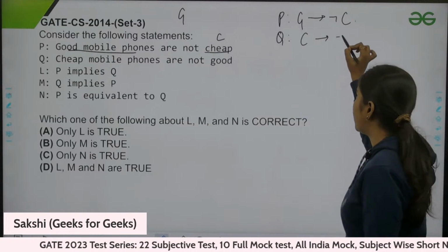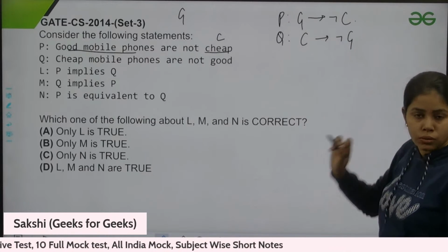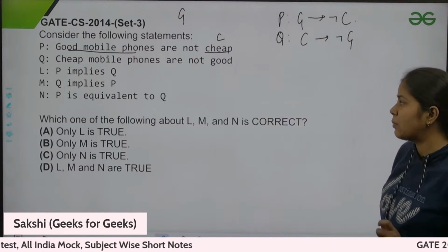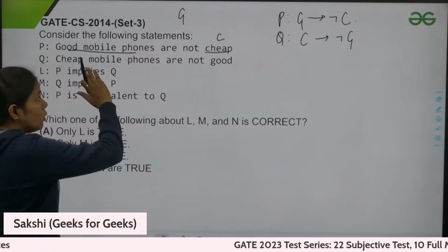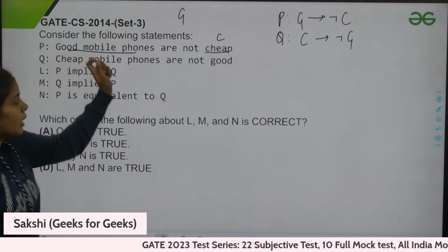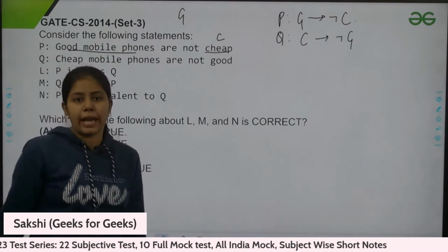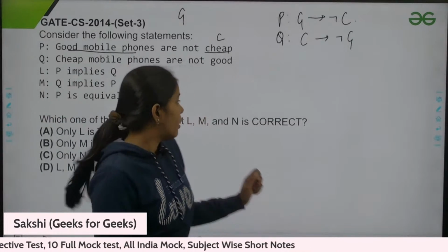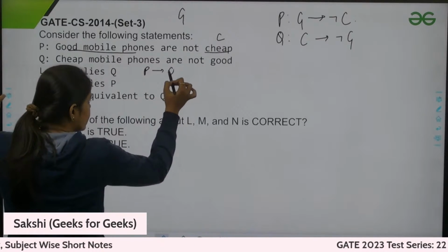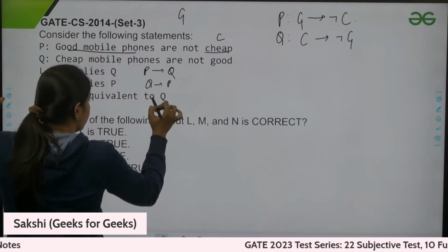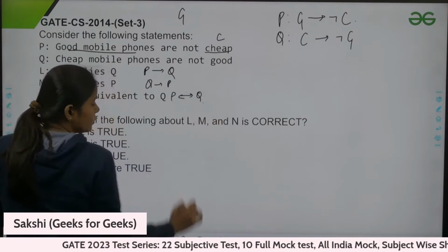If they are cheap, then they are not good. You have to understand that they have given an implication. Good mobile phones are not cheap means that if the mobile phone is good, then it is not cheap. That's how I find out that I have to use implication. Now next thing is P implies Q, Q implies P, and P is equivalent to Q. So I can say that P if and only if Q.